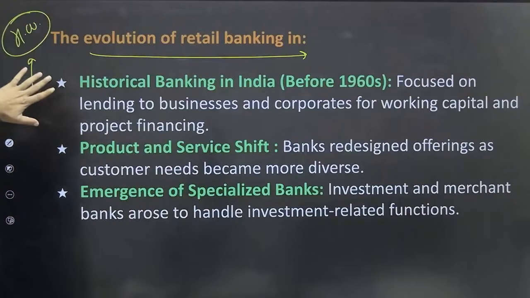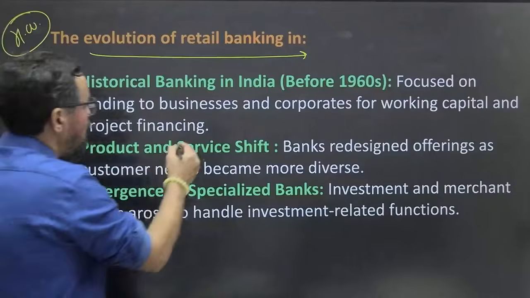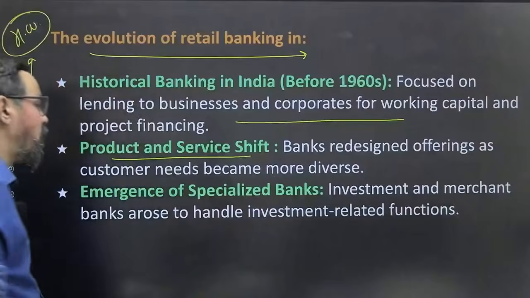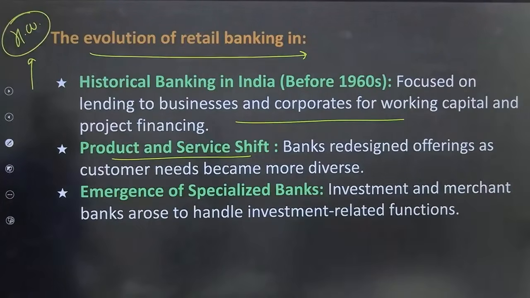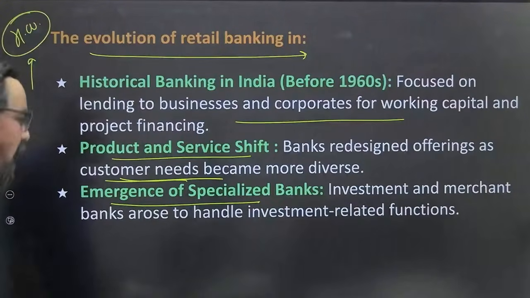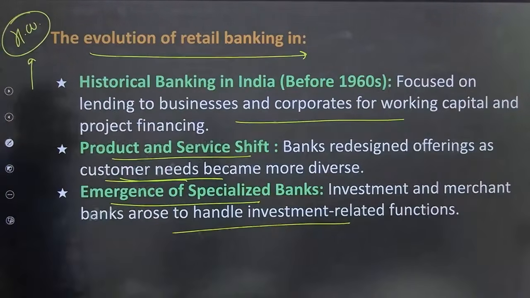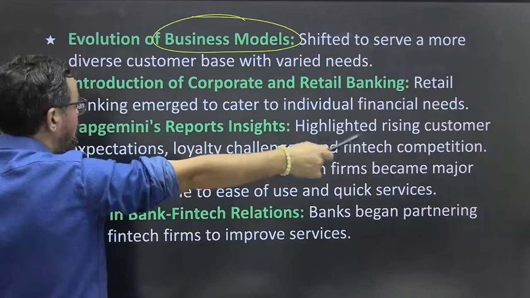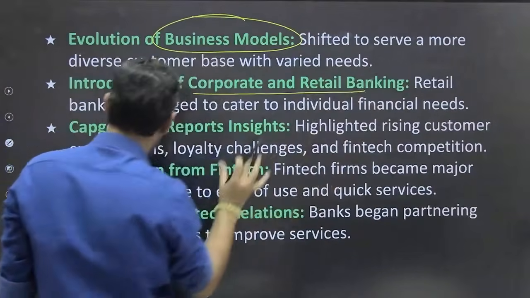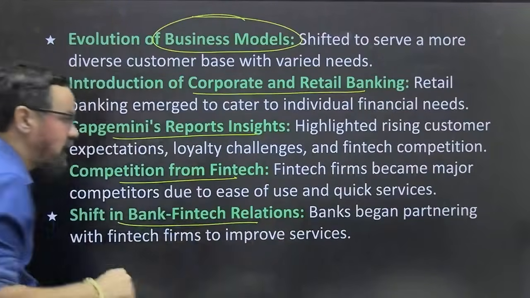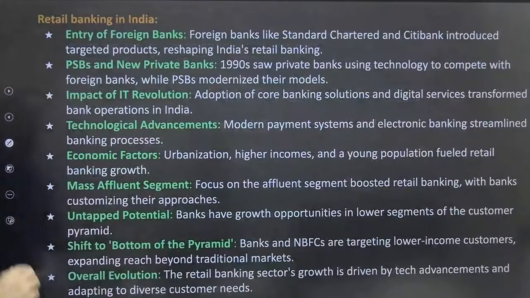Historical background: focus on lending to businesses and corporates for working capital and project financing. Product and services shift: banks redesigned their offerings as customer needs became more diverse. Then the emergence of specialized banks: investment and merchant banks arose to handle investment related functions. Then the business model, where we have different business models. Then the introduction of corporate and retail banking. Then the Capgemini report insights, which are given in your book itself. So please go through this.